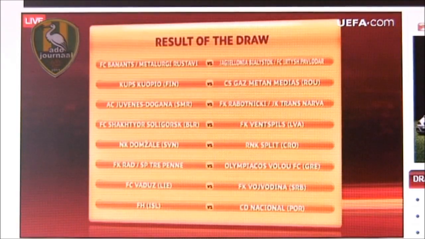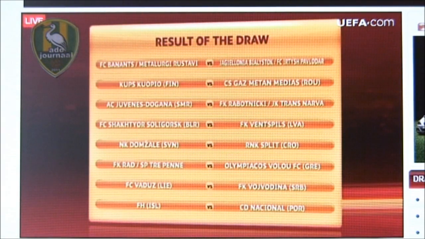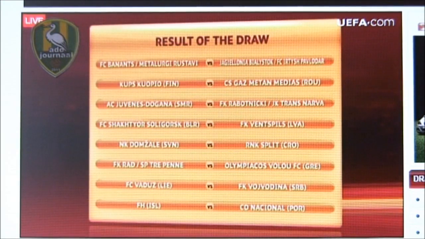You can see it. Banants or Metallurg Rustavi against Jagiellonia Bialystok or Irtysh Pavlodar. So these were the four most complicated ones. So that's done. Then Kups Skopje or Gaz versus Gaz Metan Medias from Romania. Then UNS Dogana from San Marino versus Rabotnički or Transnarva.